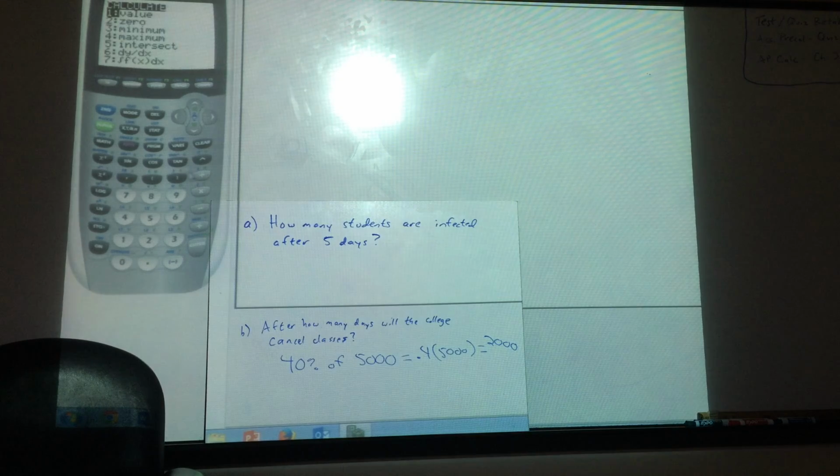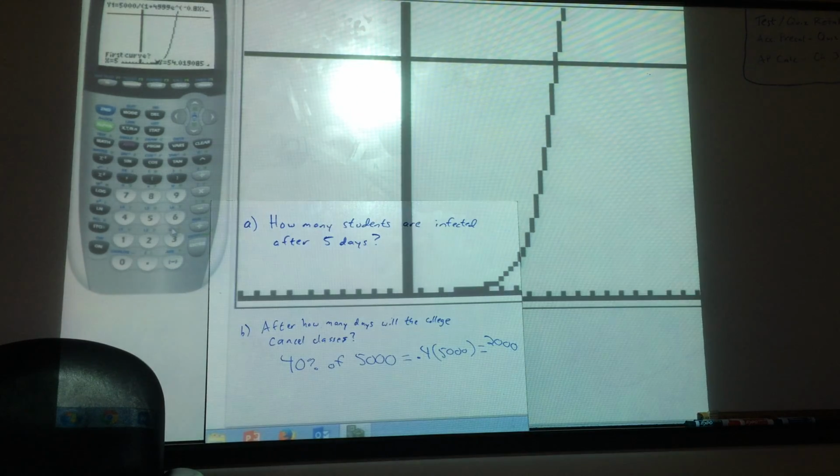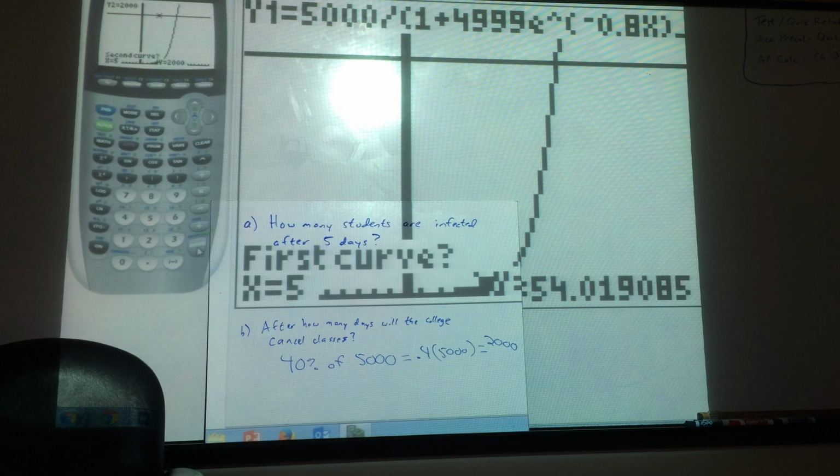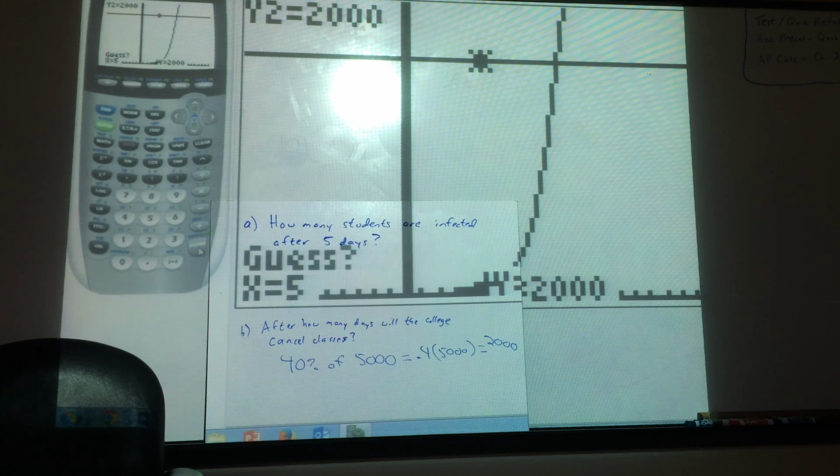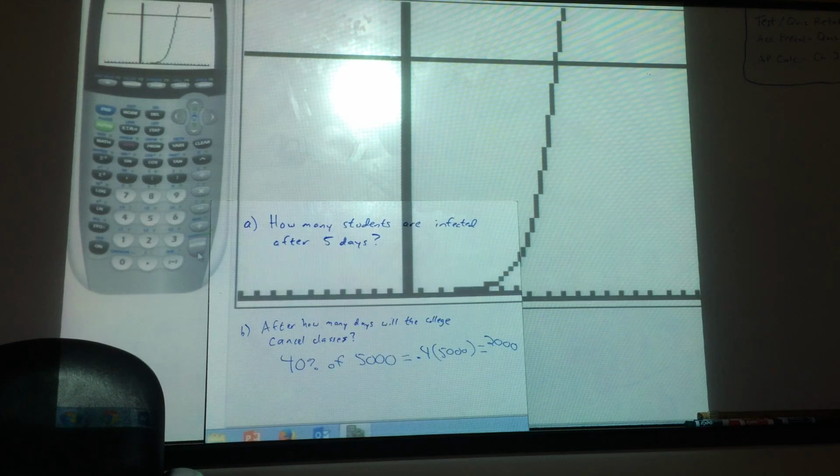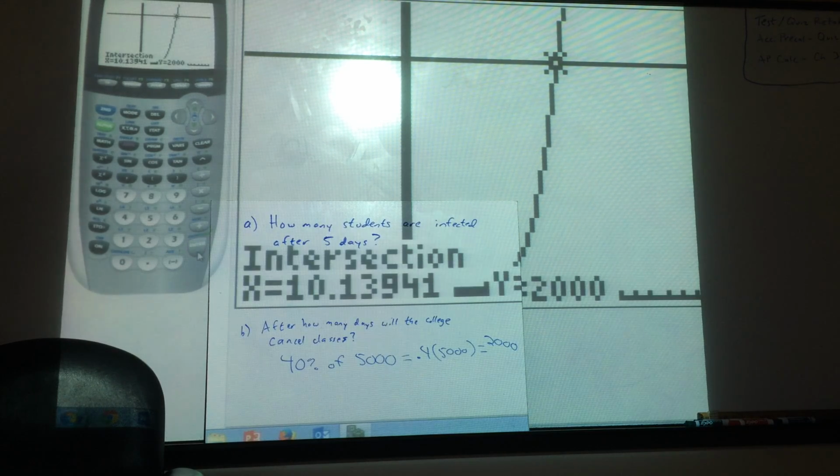So I'm going to calculate the intersection of this curve with y equals 2,000. I'll make my guess, just get somewhat close to it there. And the calculator gives me x equals 10.139, and that's the number of days. So after a little bit more than 10 days, we're going to have 2,000 students that are infected with this virus, and therefore we're going to cancel classes.